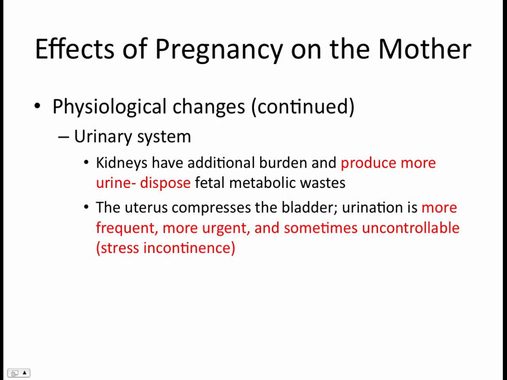Urinary system. Not only is the mother taking in more water in order to account for the growth and development of the cells of the embryo and the fetus, but we also have to get rid of waste products from that offspring as well. So we have to produce more urine and more metabolic wastes. Also, this developing embryo or fetus is going to be compressing the bladder even more, making urination more frequent, urgent, and also uncontrollable.